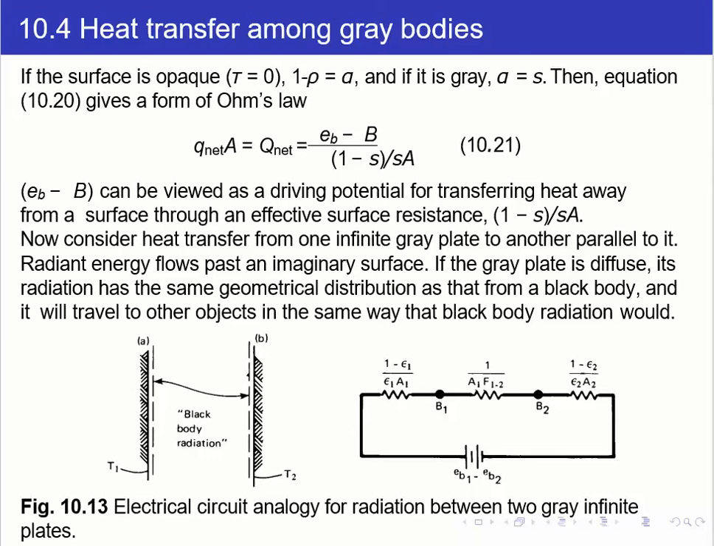In the electrical circuit analogy, we can say that we have three thermal resistances. The first is (1 minus epsilon 1) by epsilon 1 into area 1. Then the second resistance is 1 by A1 F1 to 2, and the third will be (1 minus epsilon 2) by epsilon 2 A2.